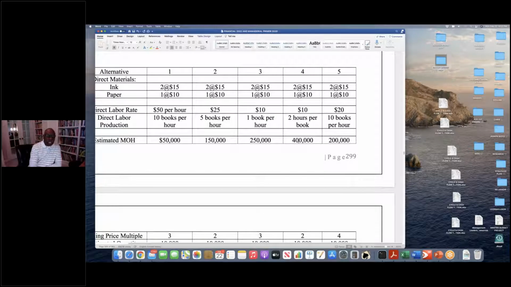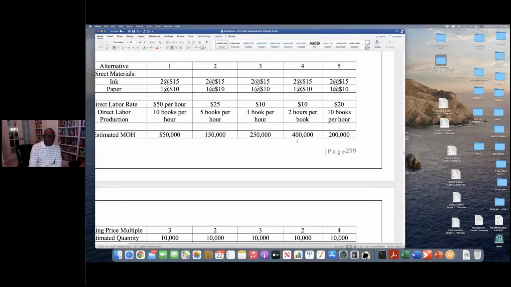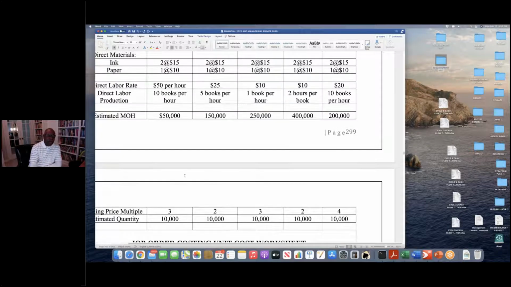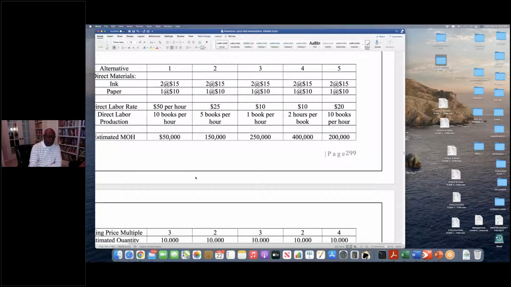And so your job now is, if these are your selling price multiples, and this is your estimated quantity, what is your unit cost and selling price in each case? So these are our costs, 5 different scenarios. This is our selling price multiple. So if we just look at situation 1, what would be the unit cost and selling price in POR in situation 1?